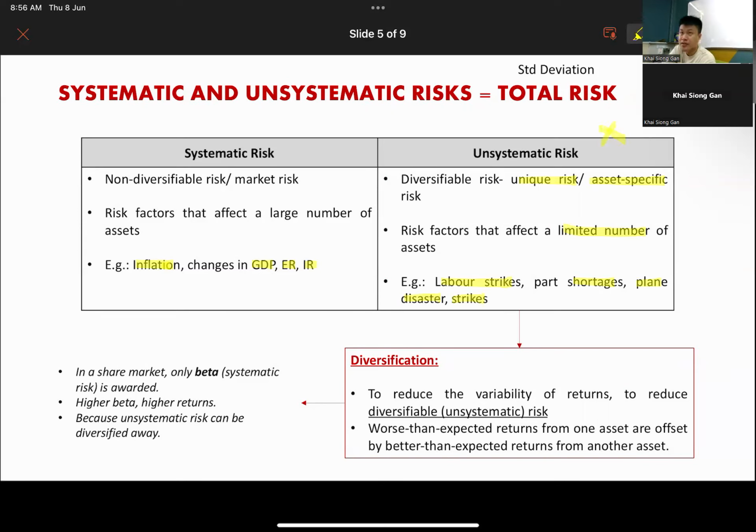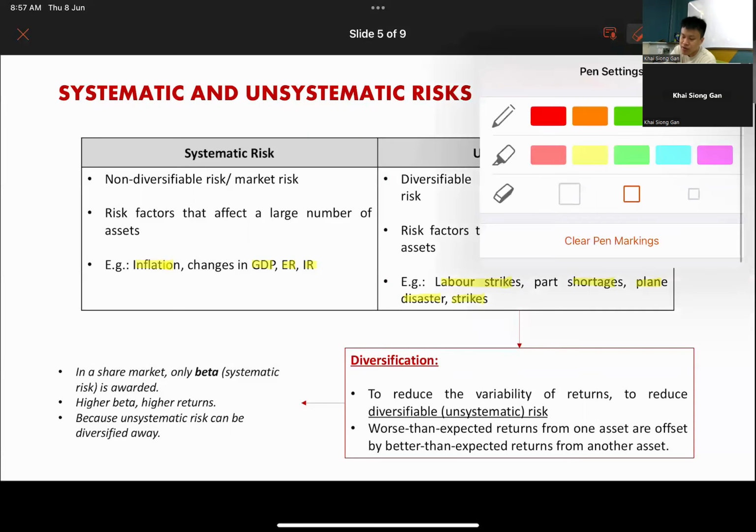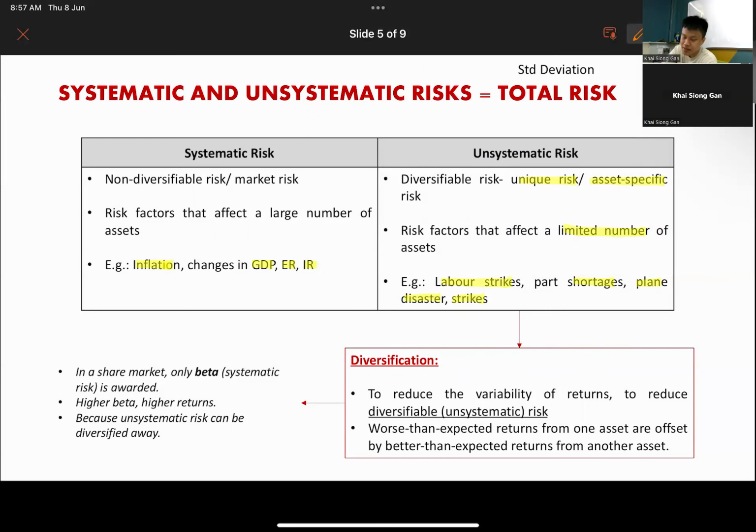This is something that you can avoid. But systematic risk is something that you can't avoid at all. So that's the one thing that you need to know. Now we know that unsystematic risk can be avoided, but systematic risk will always be there.